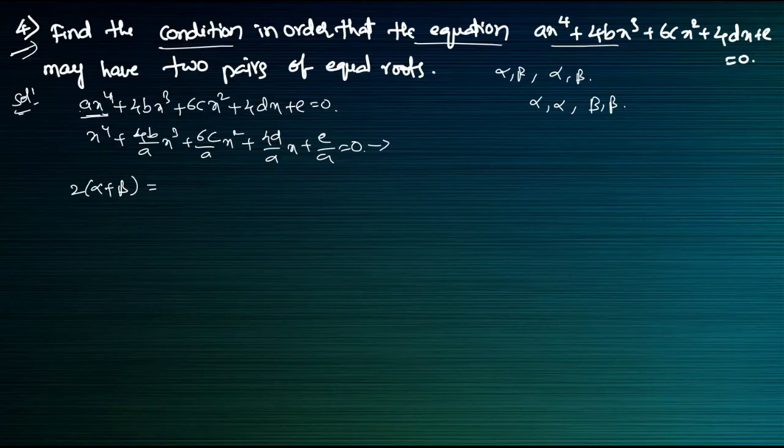So minus b by a here means minus 4b divided by a, since the coefficient is 4b and it is divided by 1. So minus 4b divided by a will remain here. After that, I will end here.